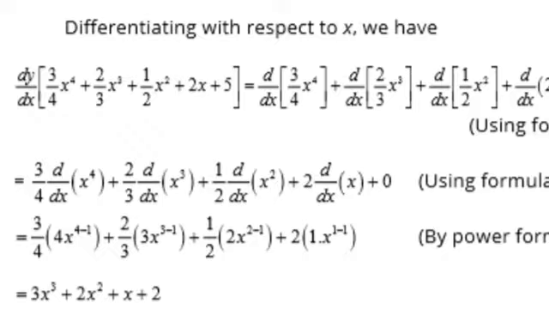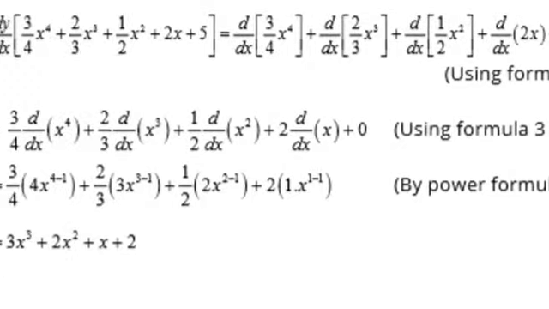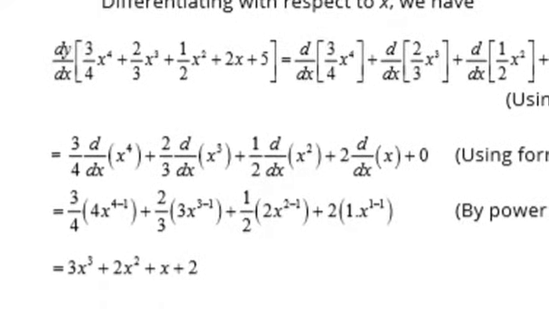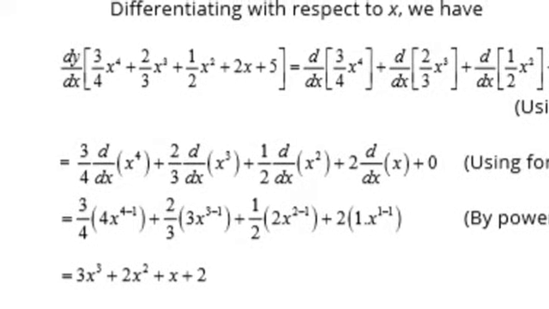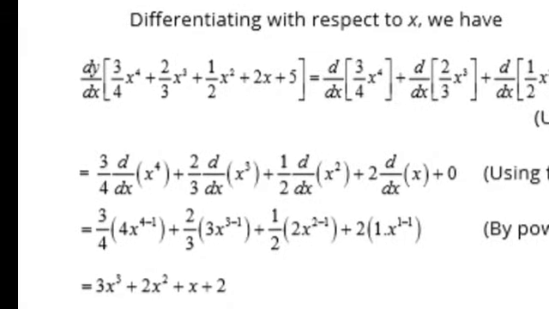In the second bracket, second term, it is x cube, 3x to the 3 minus 1. In third, 2x to the 2 minus 1. In fourth, only x, it means its power is 1, 1x to the 1 minus 1, and its derivative becomes 1. And in the last bracket we have a constant term 5 and its derivative is 0, and then we simplify these values, and on the left hand side y, the derivative of y is dy by dx.